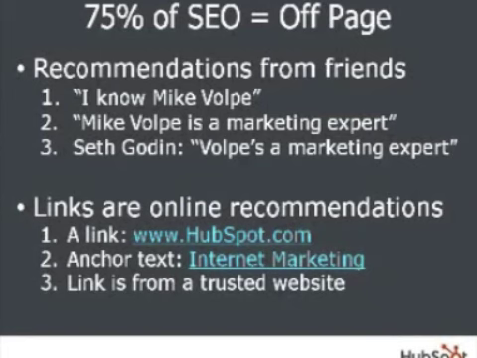The second type of link is that if there's anchor text there, so if the link actually says internet marketing and they link back to me, that's good because it's telling the search engines I'm voting for HubSpot, and I'm voting for HubSpot within the context of internet marketing. So HubSpot is good for internet marketing.